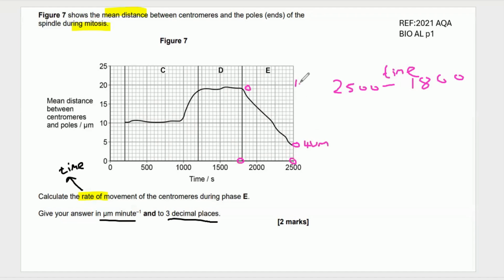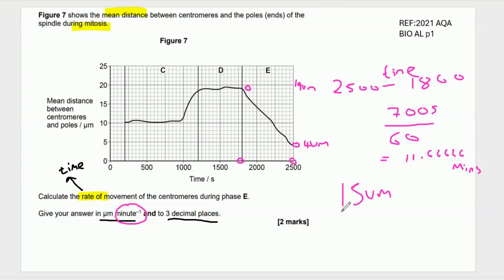So what is the distance? Well, 4 micrometers across there. And if we follow up to that line, it's just that circle I've drawn there. It's just below 20, so 19. So that's a total of 15 micrometers is the distance. And the time is 700 seconds. So we need to turn seconds into minutes because it wants the answer per minute, not per second. So we're actually dealing with 11.66 recurring minutes. And so we're going to divide distance by minutes. So we're looking at 15 micrometers divided by 11.66 minutes.